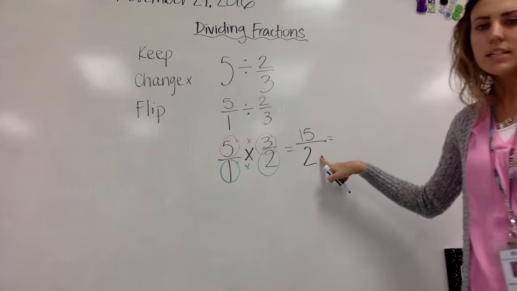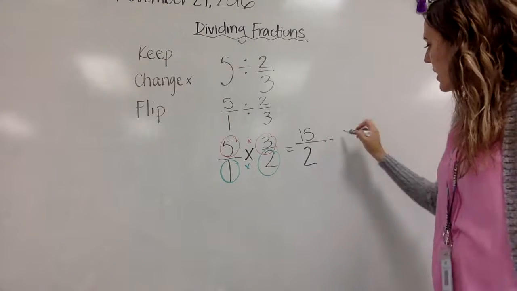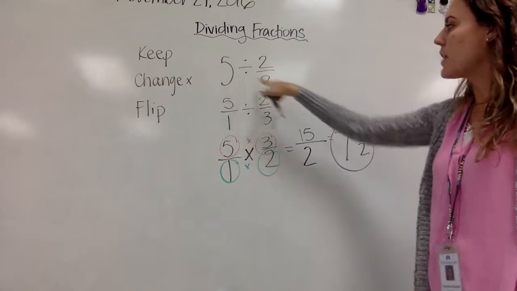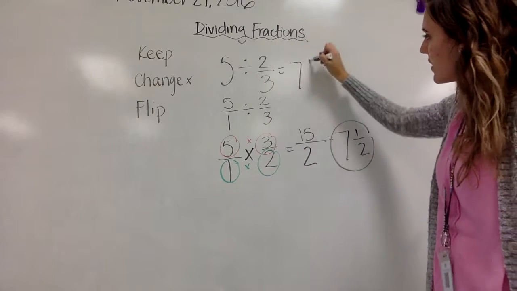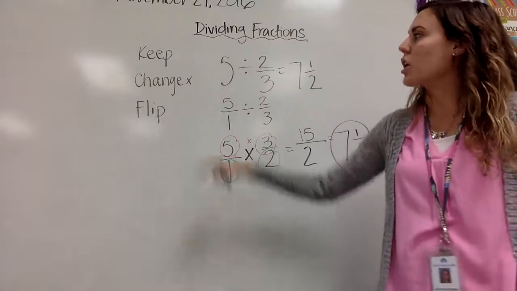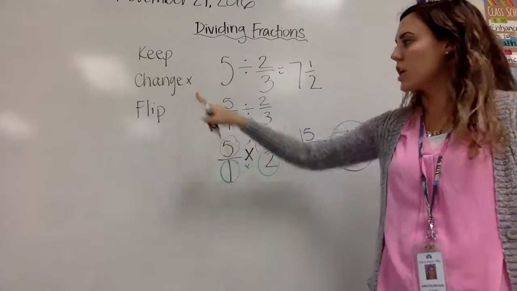So 5 times 3 is 15, and 1 times 2 is 2. So 15 divided by 2, I'm going to end up with 7 1/2. So 5 divided by 2/3 equals 7 1/2. And that's dividing by fractions. You're always going to want to follow keep, change, flip.